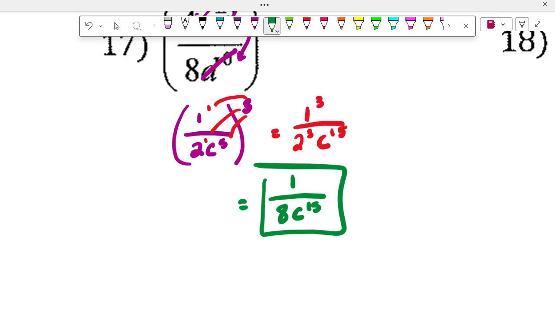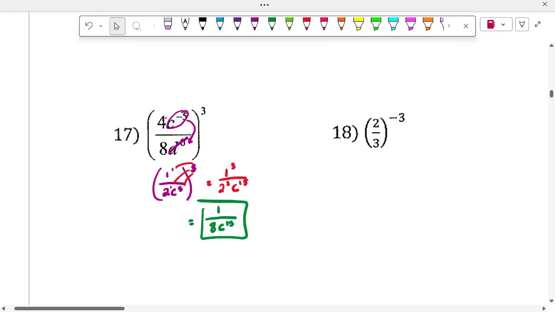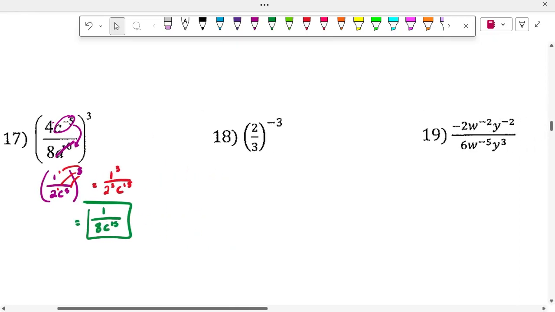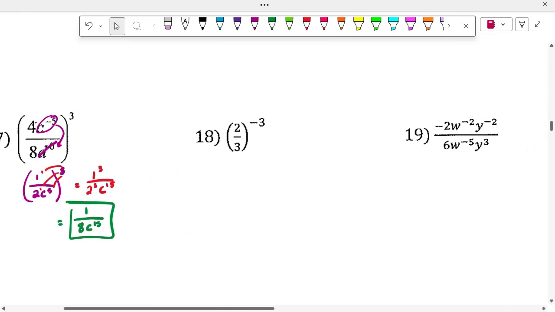Try number 18 on your own. No, I lied. Not 18, 19. Try 19 on your own. Again, it's kind of your preference. You can either do a quotient rule first, you can move the negatives first, whatever you want to do. Okay? I mean, it really doesn't matter where you start with this. But try number 19.